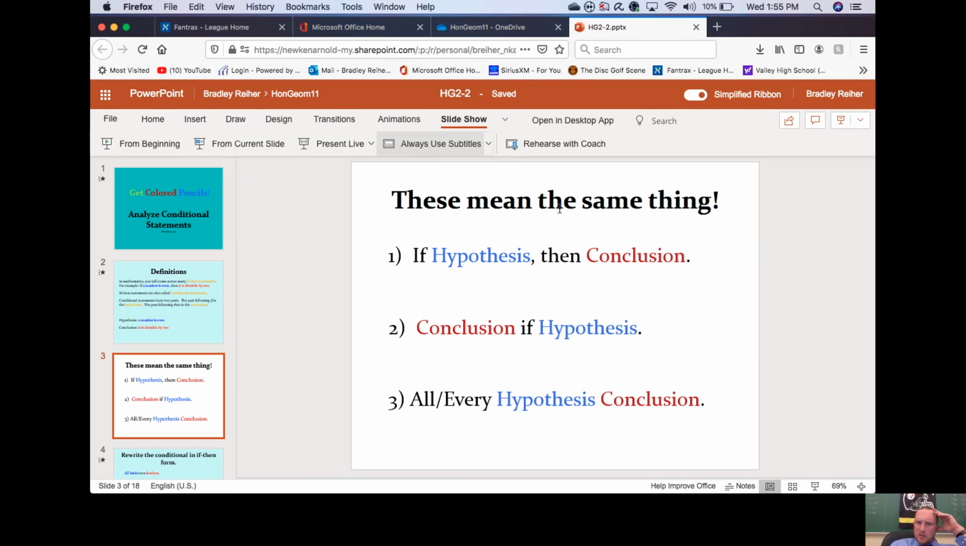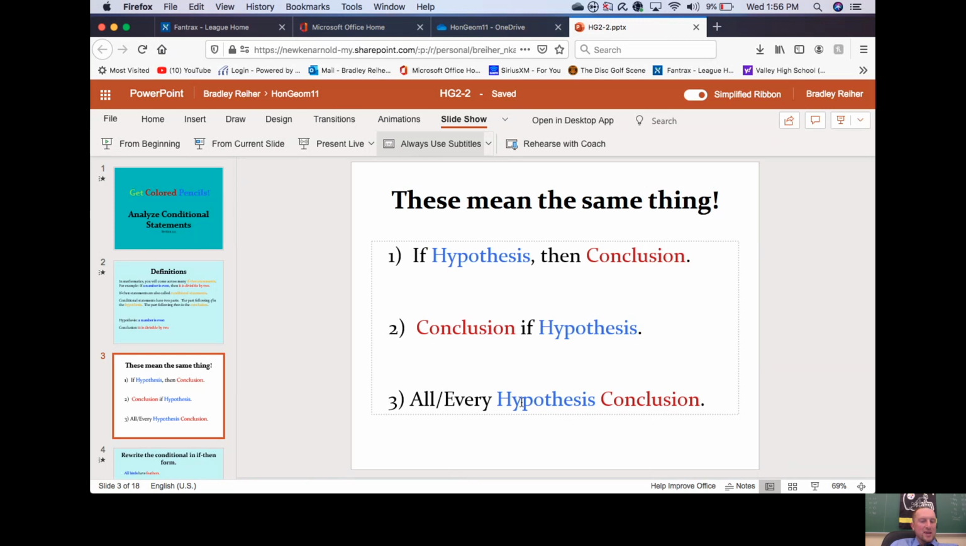Sometimes you're going to see conditional statements stated differently. The one that we just looked at looked like this, form 1. If hypothesis, then conclusion. You could also switch it. You could say the conclusion first, if hypothesis. Notice how we took the word then out. We stated the red first, if in the middle, finished with hypothesis.